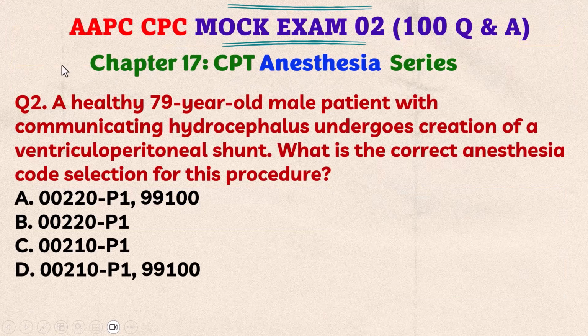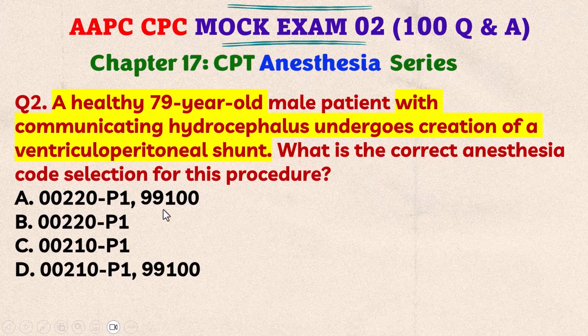Question number 2. A healthy 79-year-old male patient with communicating hydrocephalus undergoes creation of a ventriculoperitoneal shunt. What is the correct anesthesia code selection for this procedure? So there are four answers available. Take your CPT codebook and find the answer. So here you have to highlight this is a healthy 79-year-old, so that is more than 70, so it's an extreme age group, but patient is healthy with communicating hydrocephalus undergoes creation of a ventriculoperitoneal shunt.